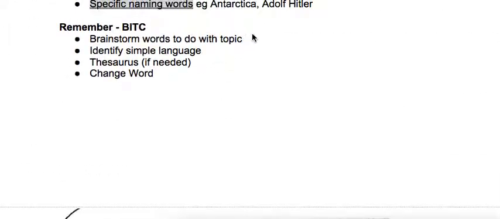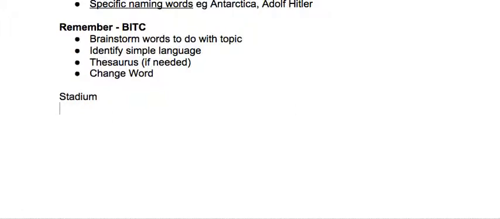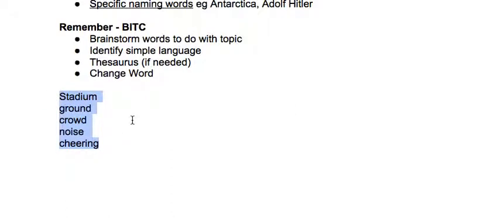So let's take the first strategy. Brainstorm words to do with the topic. So very quickly I can brainstorm some specific words to do with stadium. So I'm going to type in stadium, but other words I can think of are ground, crowd, noise, cheering, etc. Now all I've tried to do there is just come up with a few. You would spend a lot longer. I'm just going to quickly move on to the next bit here.